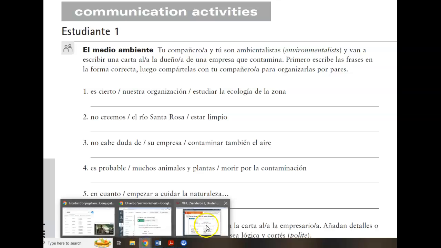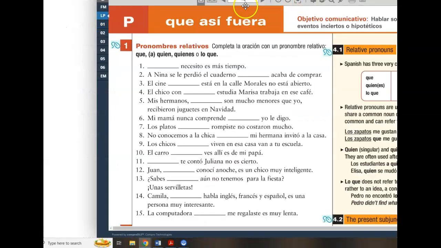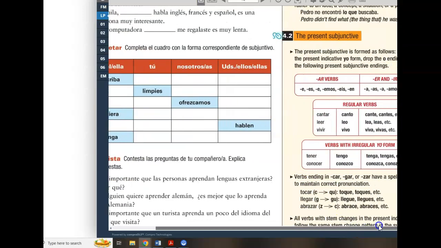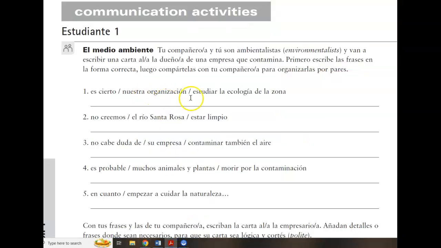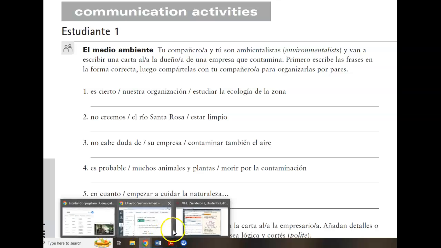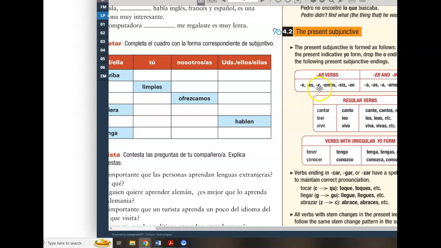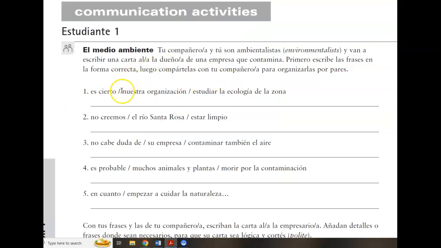Nuestra, don't get nuestra confused with nosotros. Nosotros is we, is a subject, right? Which would require a verb conjugated in the nosotros form. But nuestra is our. It's a possessive adjective. It's not a subject. So we have to look at the next word that comes after, and that's organización. Our organization is third person singular, right? We're talking about it being the organization. So third person singular conjugation of estudiar, which is an AR verb, would be estudie, right? So putting this all together, es cierto que nuestra organización estudie la ecología de la zona.